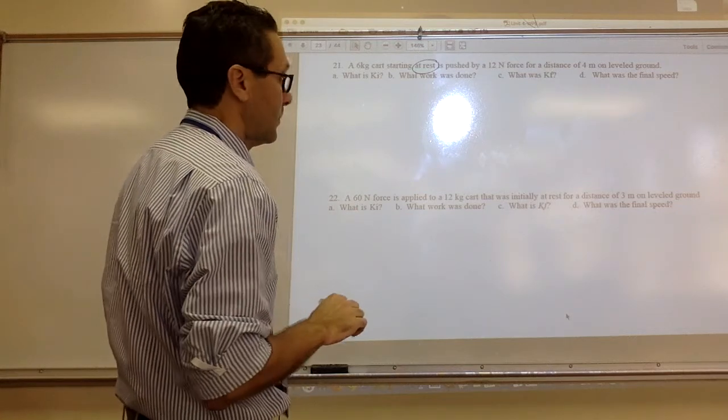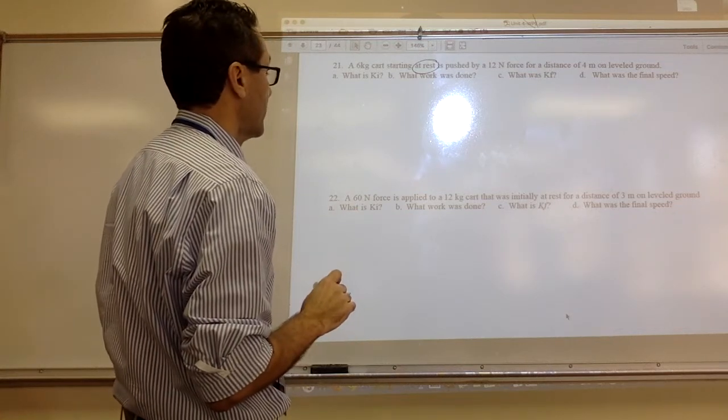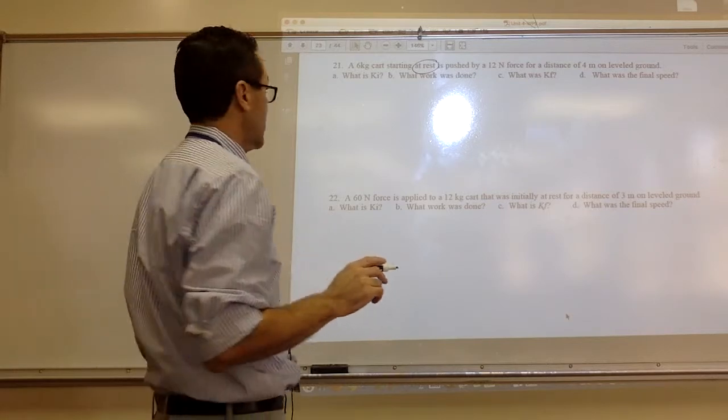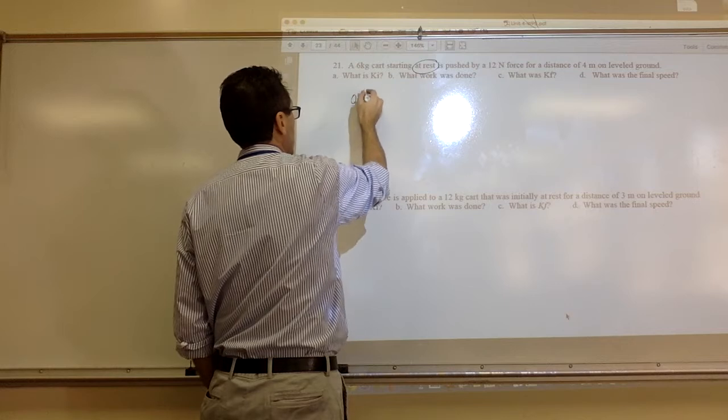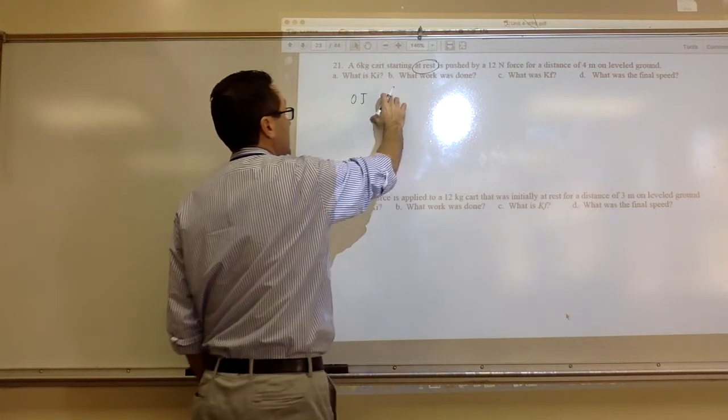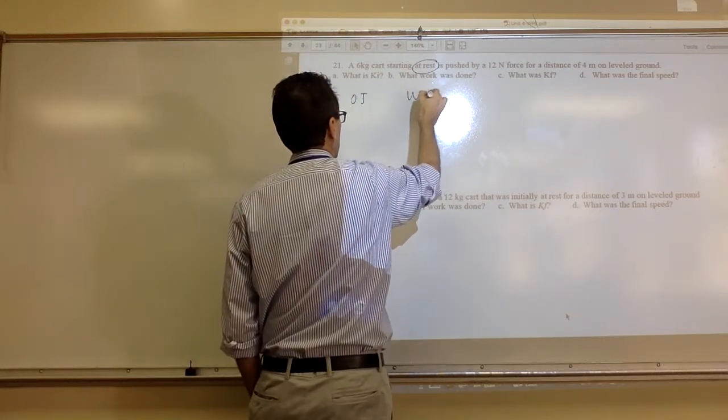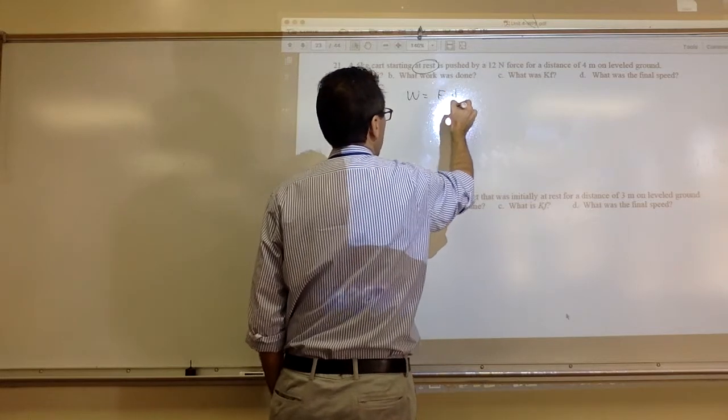So we're not on a horizontal surface, so there is no change in gravitational potential energy. To find the kinetic energy in the beginning, that's 0 joules because you started from rest. The work done, you just have to do the F D cosine theta formula.